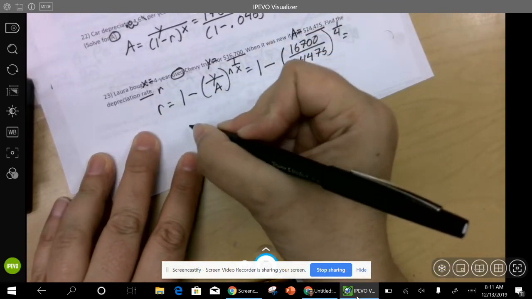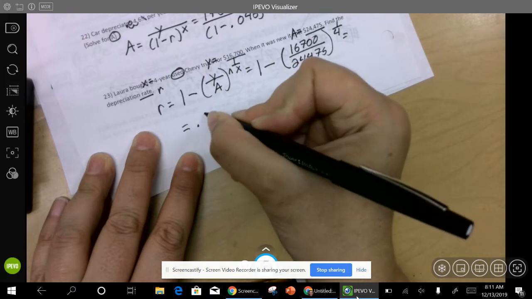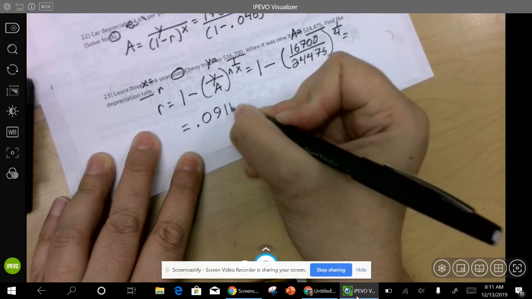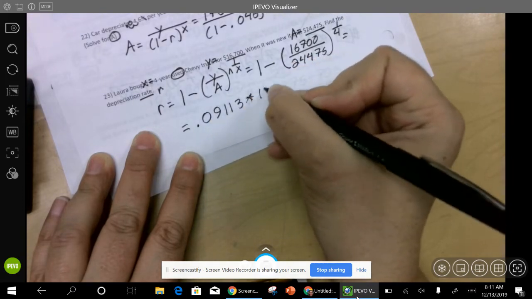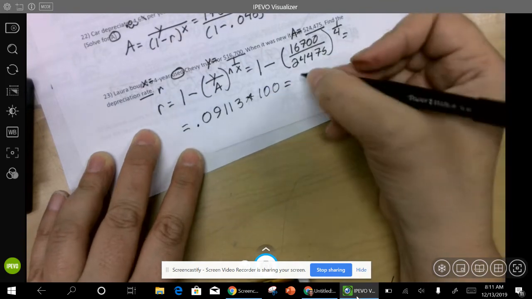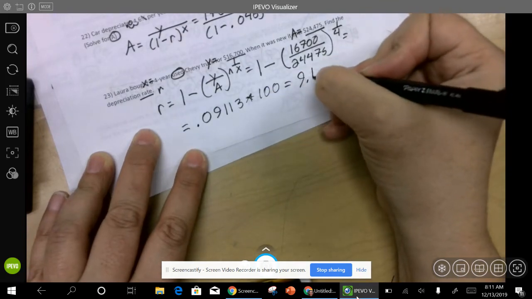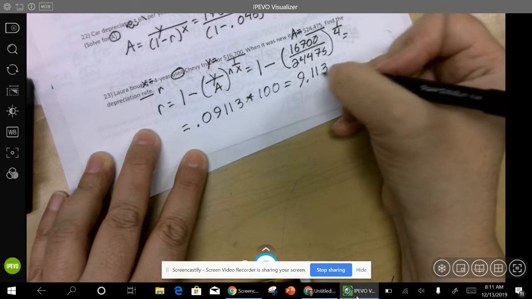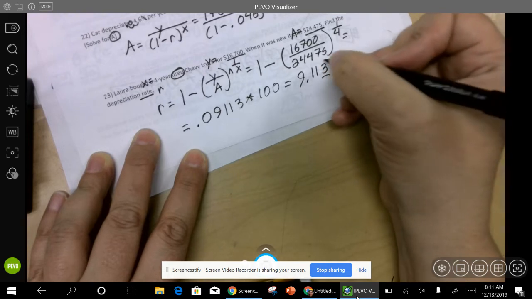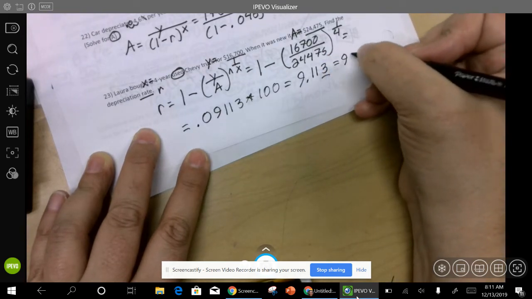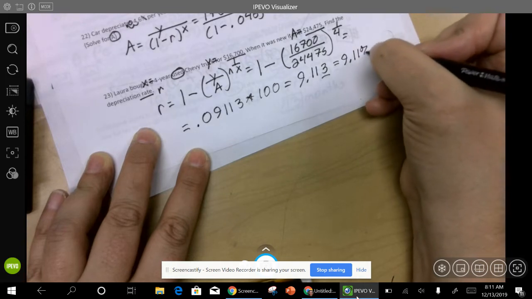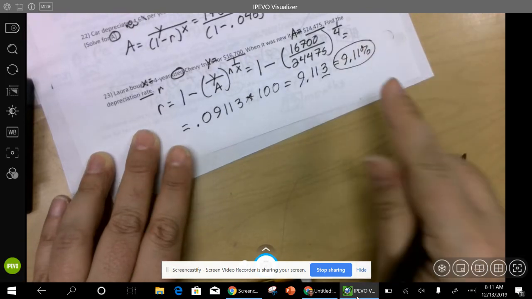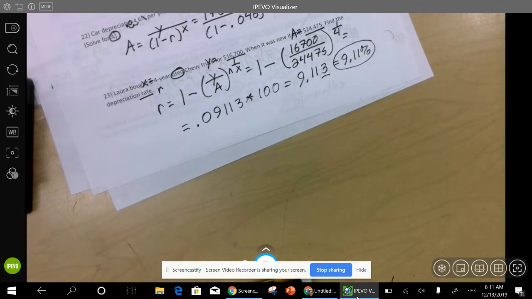Okay, so I got 0.09113. I'm going to multiply that by 100. That's our last step, everybody. Okay, remember 5 and up rounded up, so I look here. That's less than 5, so it's going to stay the same. So 9.11%.